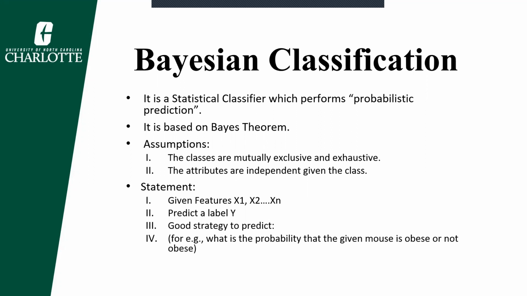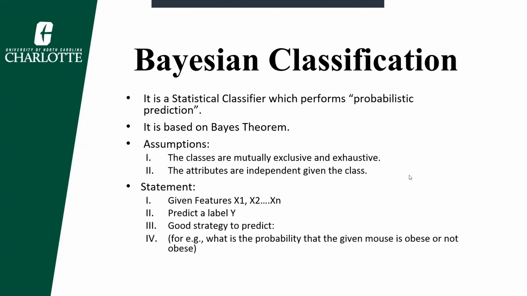If you want to do a Bayesian classification, then you will be using the following statement: for given features x1 to xn, we have to predict the label y. And for that, the good strategy will be, as I said earlier in the example, if we have been given data of a mouse and we have to classify it as obese or not obese, we will have to take the probability for that given mouse and do it accordingly.